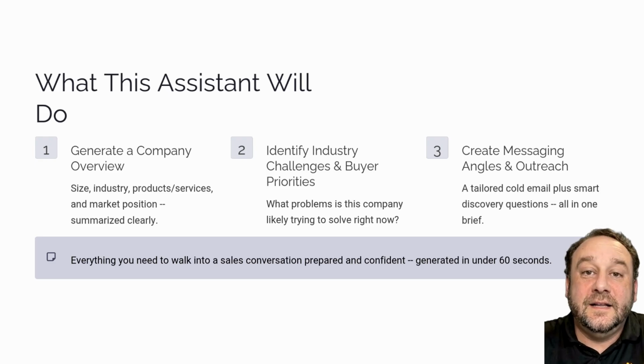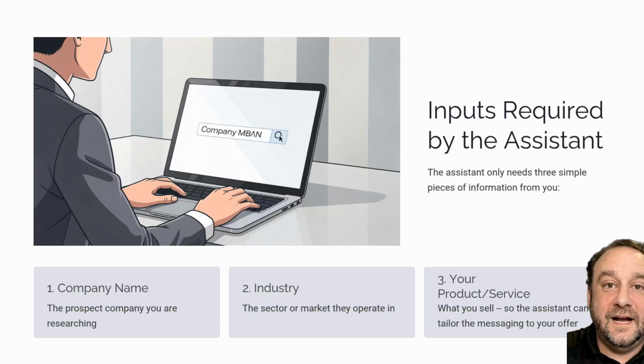The assistant then analyzes the target buyer role and explains what that person is likely focused on in their job. Finally, it generates practical sales assets such as messaging angles, a cold outreach email, and suggested discovery questions. All of this information appears in a structured format, so the salesperson can quickly review it and prepare for their conversation.